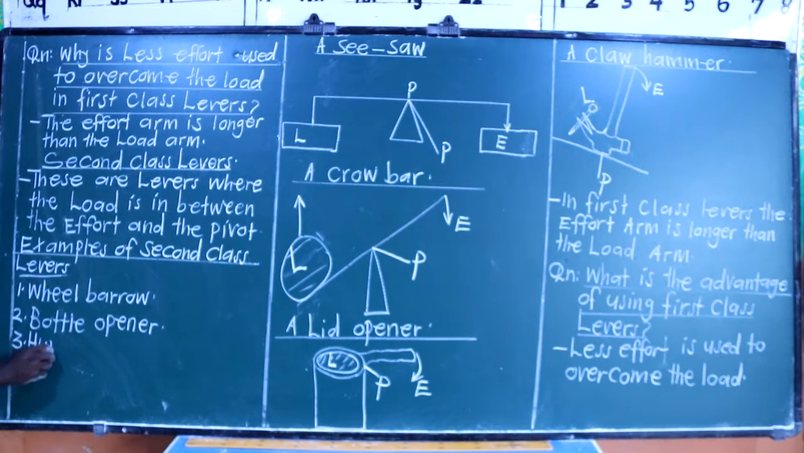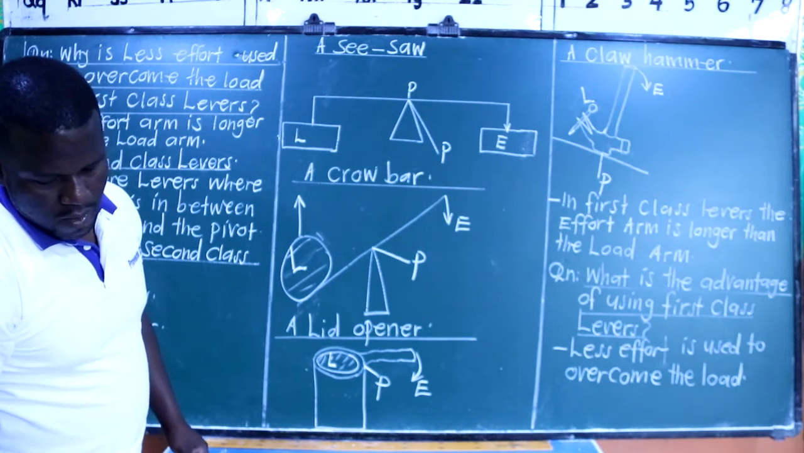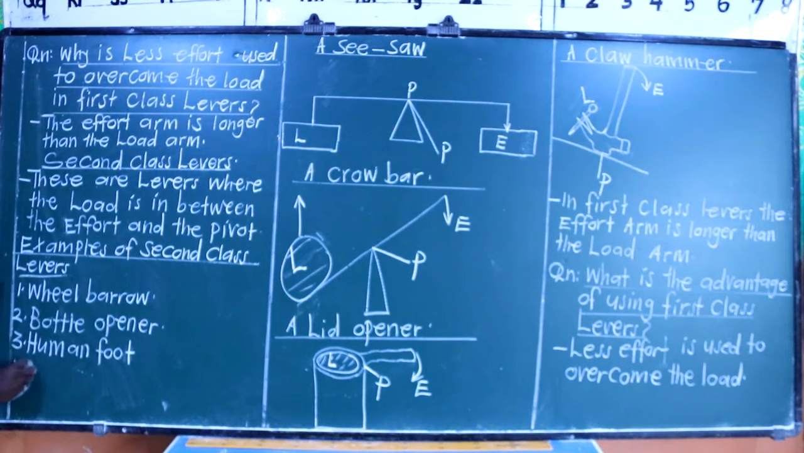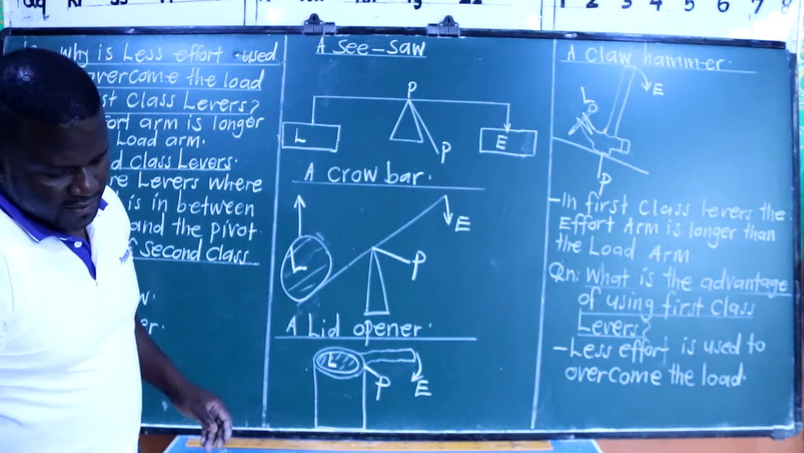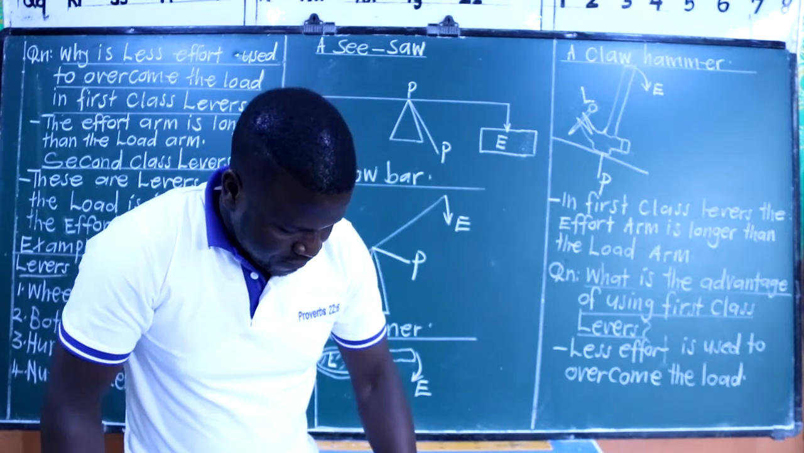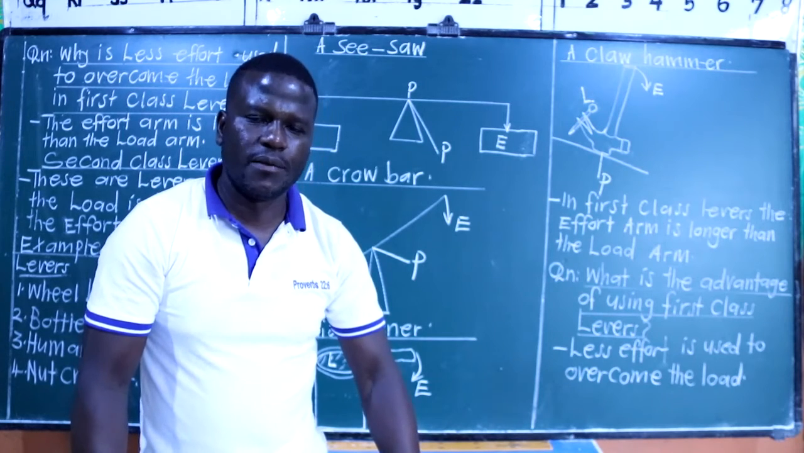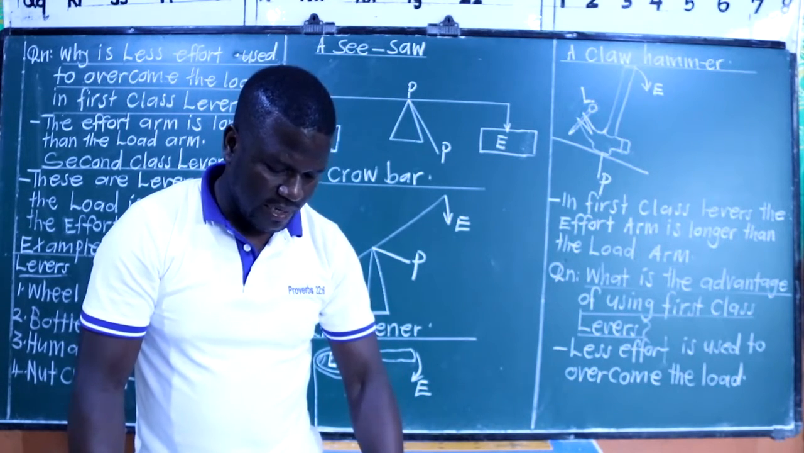Number 3, we have the human foot. Then number 4, we have a nutcracker. So these are examples of second class levers. We have a wheelbarrow, human foot, nutcracker, and a bottle opener. Those are examples of second class levers.